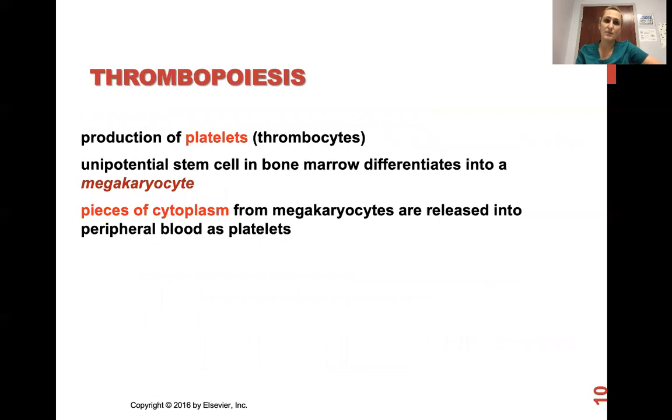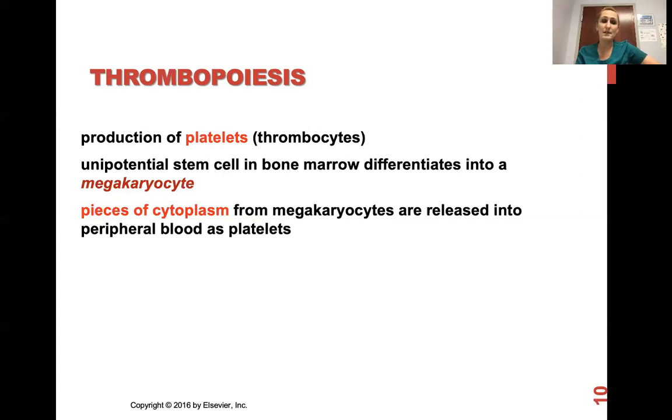Thrombopoiesis refers to the production, the creation, of thrombocytes or platelets. The stem cell differentiates directly into a megakaryocyte. A megakaryocyte is a bone marrow cell with multiple nuclei, and it's really big.